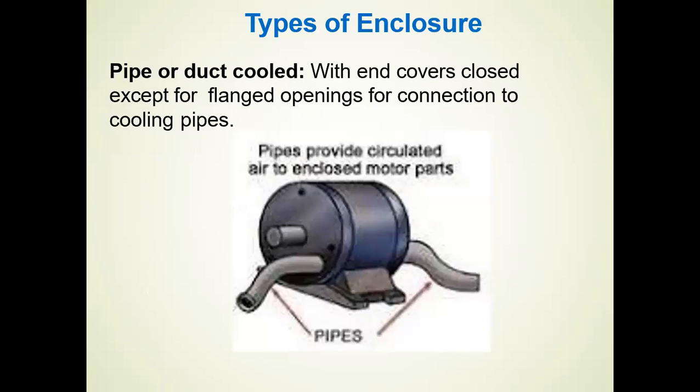Then after that, pipe or duct cooled, with end covers closed except for flanged openings for connection to cooling pipes. Here you are seeing this is totally enclosed type. The pipes are provided so that air is circulated inside the motor parts, okay, without affecting its insulation level. So it may be air to air or air to water, like that. Many are there. Already we have discussed about the coolant system.